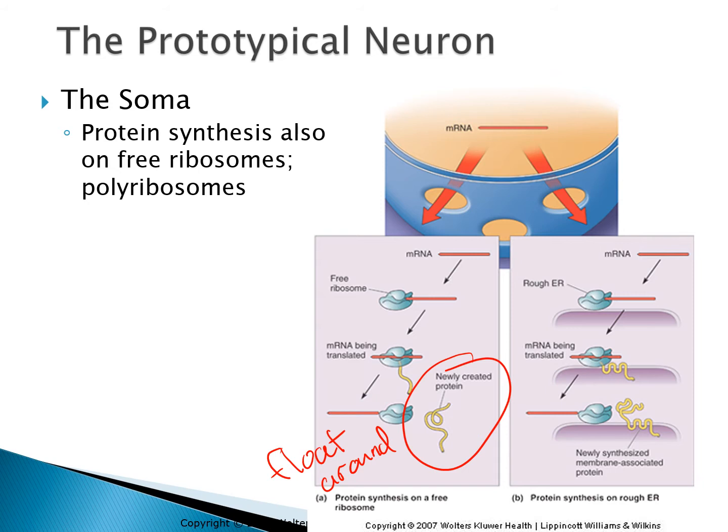whereas this one on the rough endoplasmic reticulum does get synthesized and associated with a membrane. So now it's going to become a membrane-associated protein, which is really important because a lot of the receptors that we're going to see later on as we go through the nervous system are going to be membrane-bound things, whether they're channels or whether they are receptors. Okay, they're all going to be membrane-bound proteins, so they're going to be created at that rough endoplasmic reticulum.